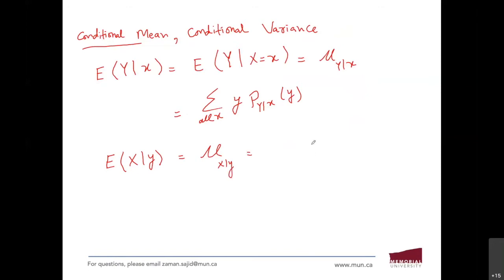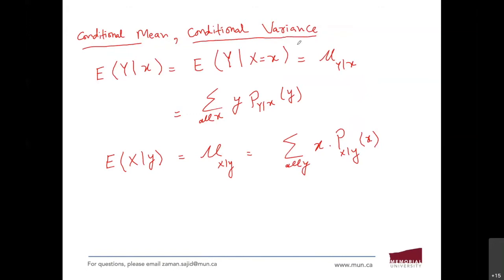It is equal to, because I'm talking about the x variable first, so the x should be multiplied by the conditional probability mass function, and this subscript should be the same, x given that y, of x, and then I sum up for all y. Now these are the definitions for your conditional mean. In the next slide, I'm going to define the conditional variance.